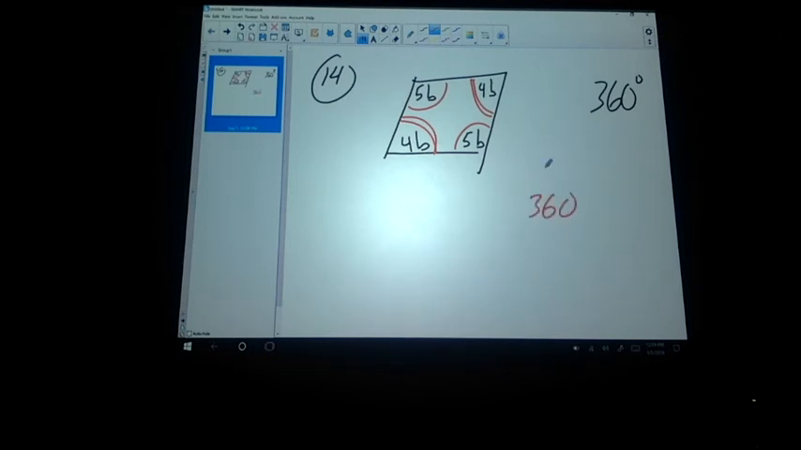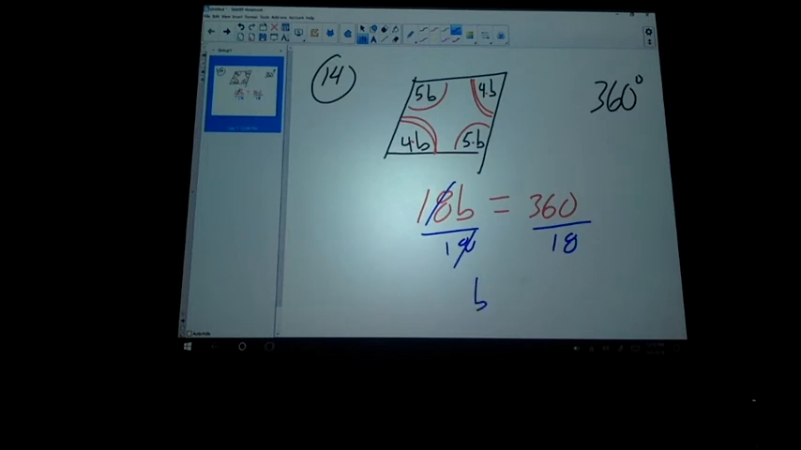So let's add them up. 5 plus 4 is 9, 4 plus 5 is 9, 9 plus 9. So I get 18B is equal to 360. Is that okay how I just did that? How do I undo this? How do I get B by itself? How are 18 and B being held together? Multiplication, so let's divide it.